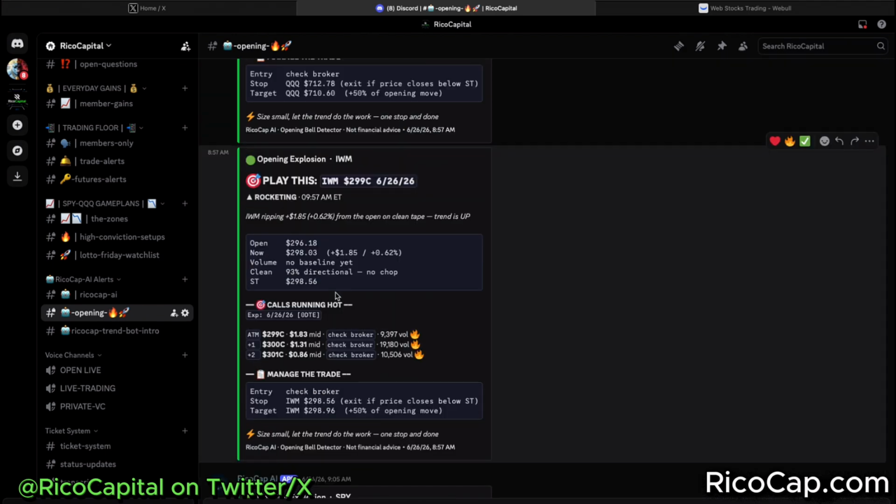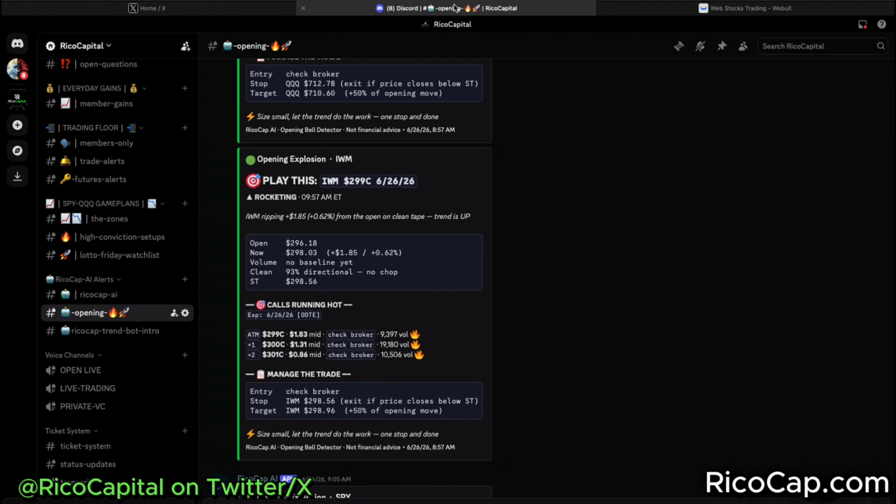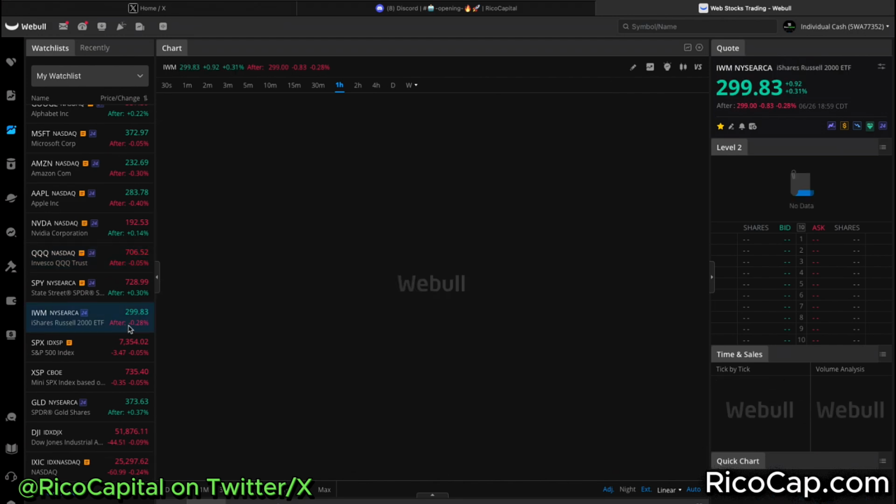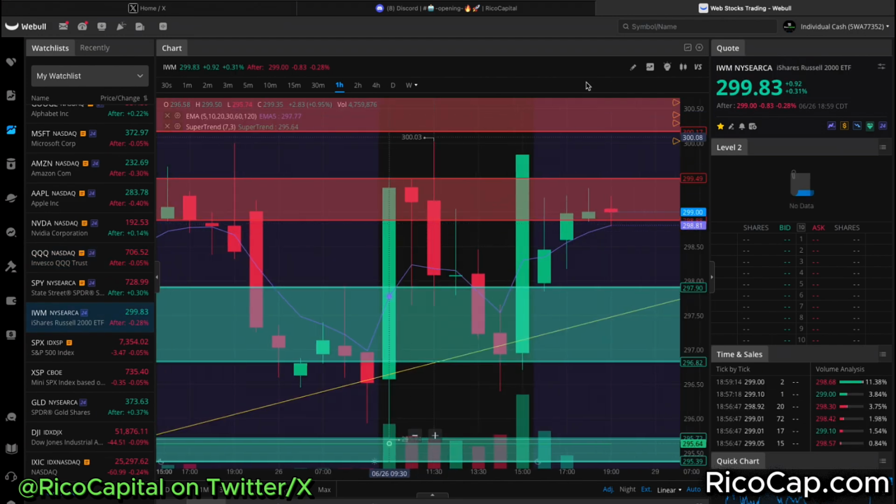Next one, IWM. We ended up playing IWM and made money off of this. It suggested 299. It was rocketing, up $1.85. Trend is up, 93% directional, no chop. It was a clean move, and the 298 area was the target as these things were moving. Not bad at all. Let's go look at IWM. We know that this ended up hitting 300. This was a clean move and a name I was actually watching to play, and we did play it.